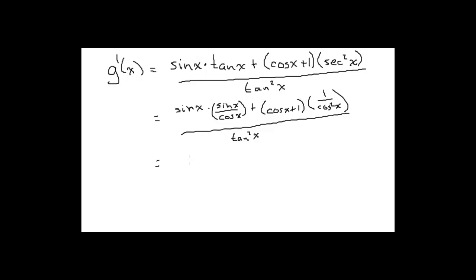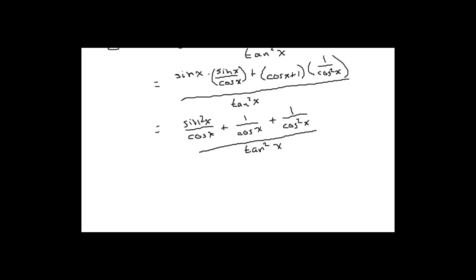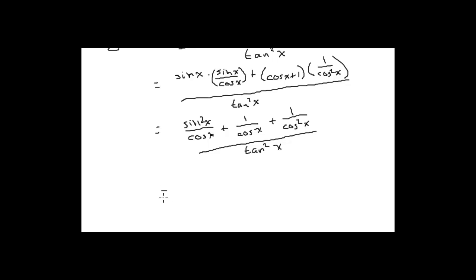Okay, so that's sine squared x over cos x plus, now if I multiply this, I'd have 1 over cos plus 1 over cos squared x all over tan squared x. So we can move down a bit more, very little bit more. And then maybe just get a common denominator.